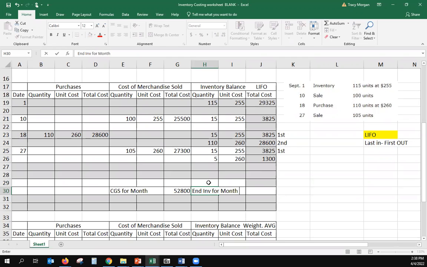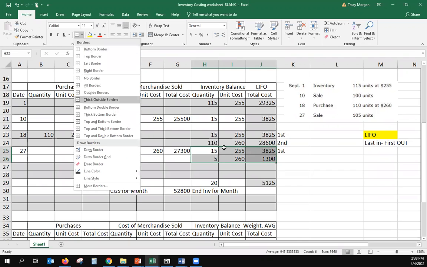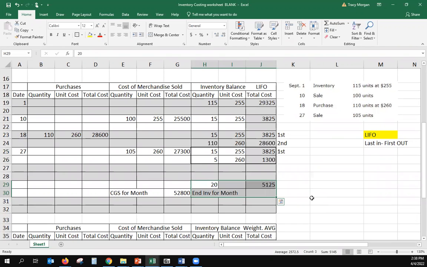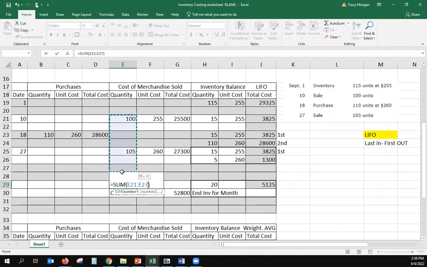Ending inventory for the month, I actually end up with 20 units, and the cost is right here. Let's see if I can make that bolder there. Okay, that's my ending inventory. Notice here I have 20 units at $5,125. Cost of goods sold, I actually sold 205 units for a total cost of $52,800.